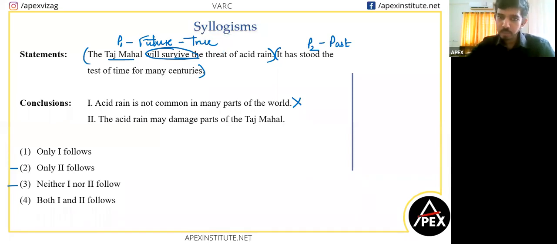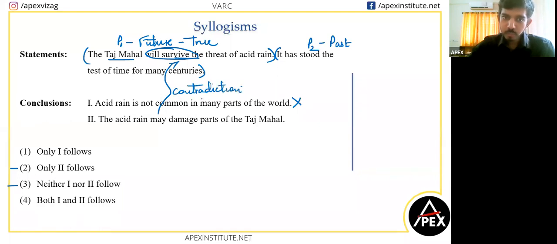It may not be true in the real world. Actually, we know it is getting damaged. And if the premise said the Taj Mahal is in Mumbai, we have to accept the Taj Mahal is in Mumbai, not Agra. But here he's saying will survive. So conclusion 2 becomes contradictory to this. This is a contradiction.